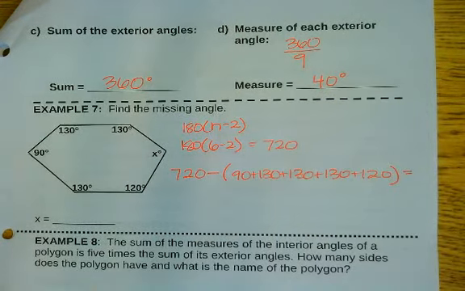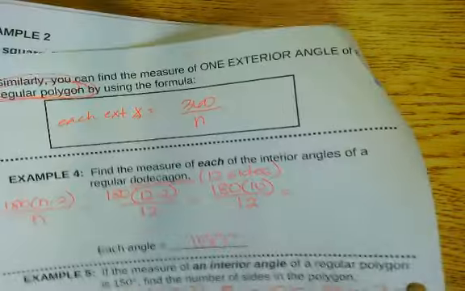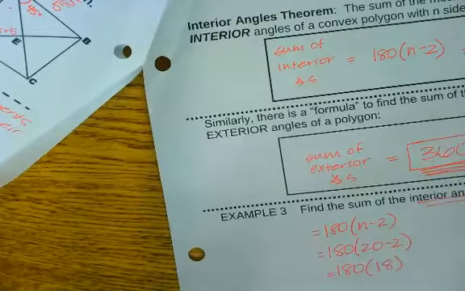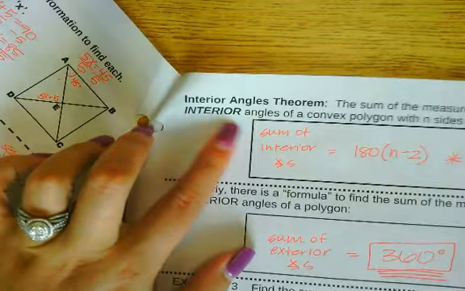Yes. I thought we had to only use it on regular figures, regular polygons. So regular polygons is for the exterior angles only. So the interior angles formula is for any convex polygon.